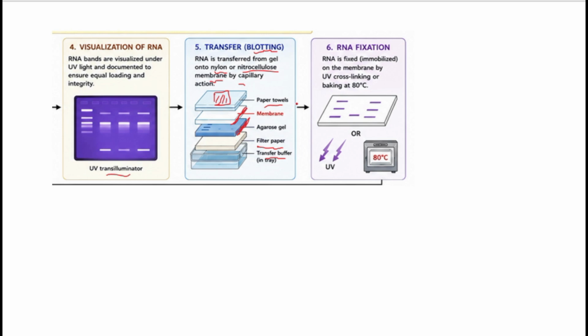After that, what we have to do is fix the RNAs in the membrane. So how is it done? It is done by UV cross-linking. That means we can give UV rays to it, or we can bake it at 80 degrees Celsius. There are two methods of RNA fixation. The first one is UV cross-linking, that means we can expose it to UV rays, or else we can bake it at 80 degrees Celsius.